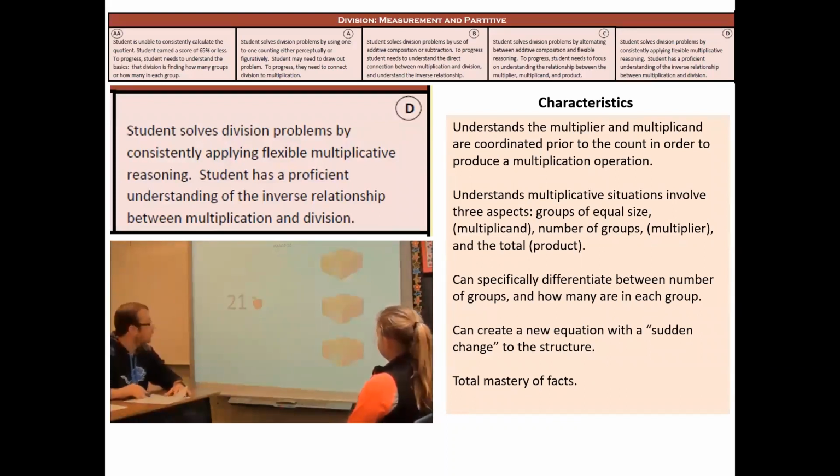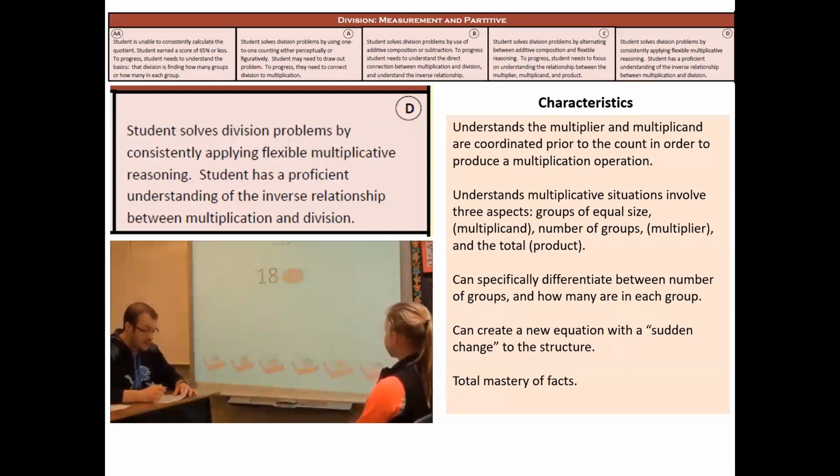Okay. There are 21 total apples. I want you to evenly divide them into 3 boxes. How many apples are in each box? 7. How'd you figure that one out? Because 21 divided by 3 is 7. Perfect.